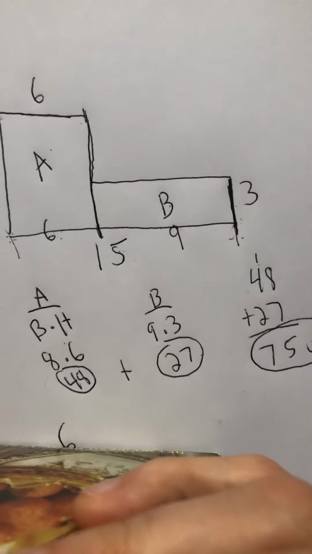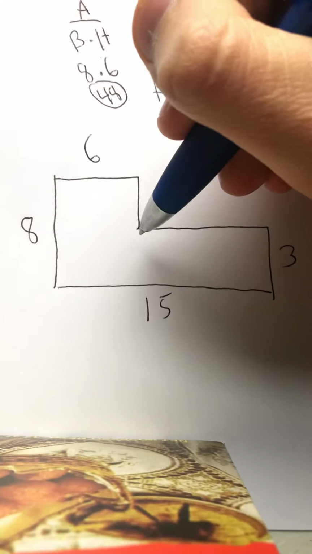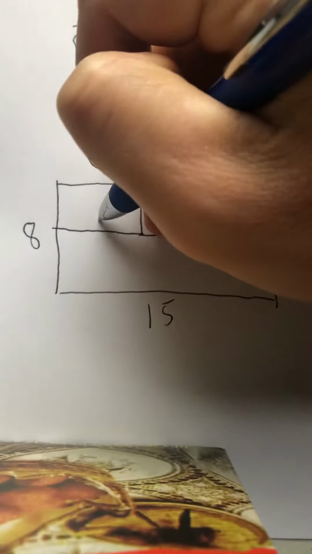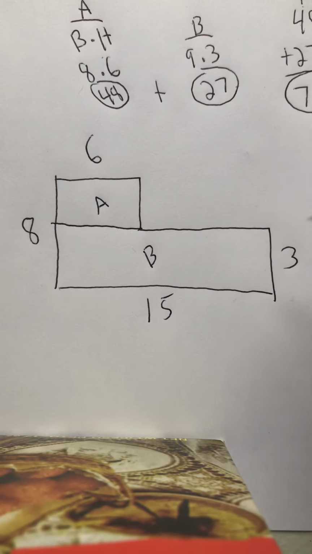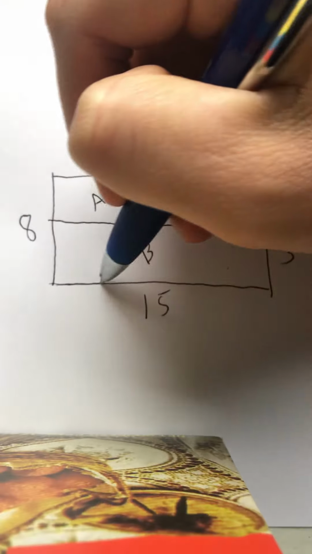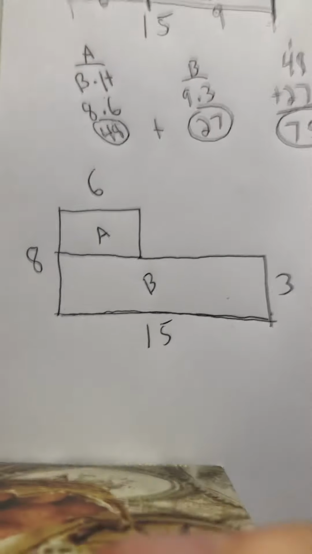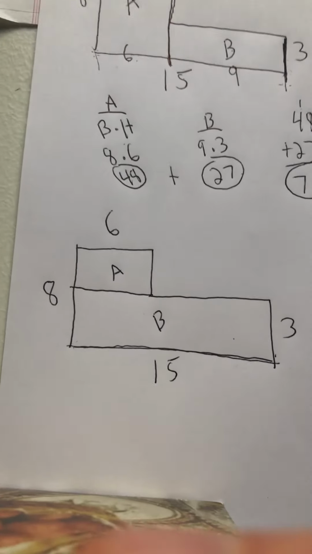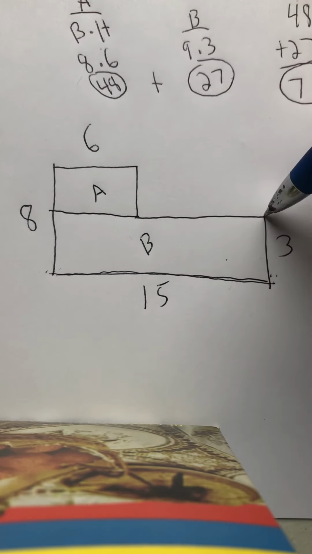You also could break this shape up differently. This is the same question, and instead of breaking it up this way, I could break up my shape this way. I can make shape A here and shape B here. Now, let's do shape B down here first. For shape B, I am going to use the whole 15 now, because that's the entire length. Up top, I cut it differently, so the 15 was not the whole length. But for this one, I'm going to use the whole 15, and the whole 3.